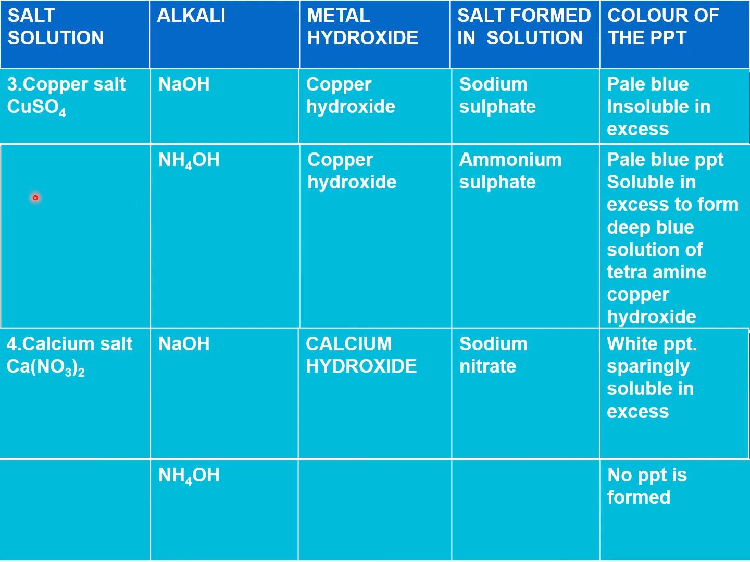Or you can say, if the difference between sodium and ammonium hydroxide is asked, you can take the copper salt as a difference between these two, and you can give the difference in little and in excess. Now, calcium salt, when sodium hydroxide is added to a calcium salt, calcium hydroxide white PPT is formed, which is sparingly soluble in excess. But with addition of ammonium hydroxide, no PPT is formed with regard to calcium salt.